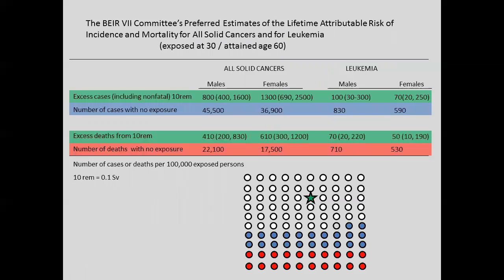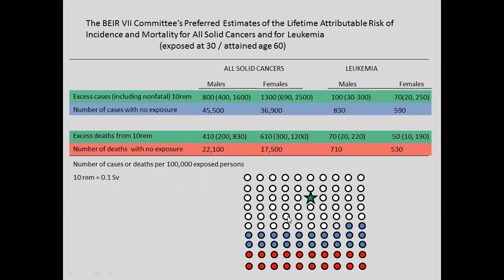So this is from the low-level radiation BEIR 7, the Biological Effects of Ionizing Radiation Committee. The number of cases of solid cancers with no exposure is 45,000 per 100,000 people, okay? Now, if you got 10 rem of radiation, you would see an excess of maybe 800 cases of cancer, okay? And then excess deaths from that, 410. So they assume a 50% cure rate in their cancers, okay?